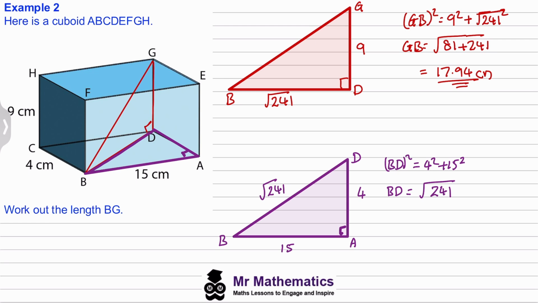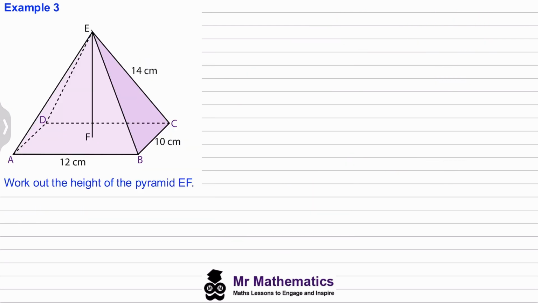Let's try example 3. So in example 3, we need to work out the height of this rectangular base pyramid. This is the length E to F. So perhaps you want to give this question a go yourself. Begin by trying to identify the right-angled triangle that this is a part of, and then take it from there. You can pause the video and come back when you're ready.